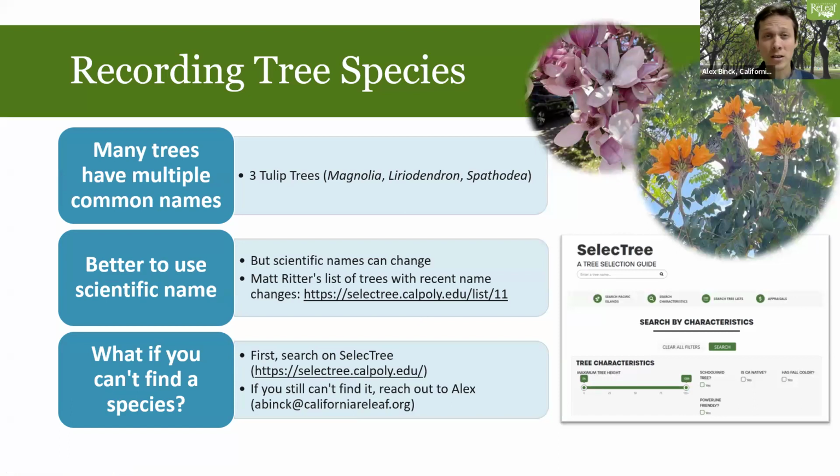Our list of trees, the scientific names in there, all come from Select Tree, which you may be familiar with. If not, it's like an online tree encyclopedia for the state of California. So I highly recommend taking a look at that if you have not seen it.